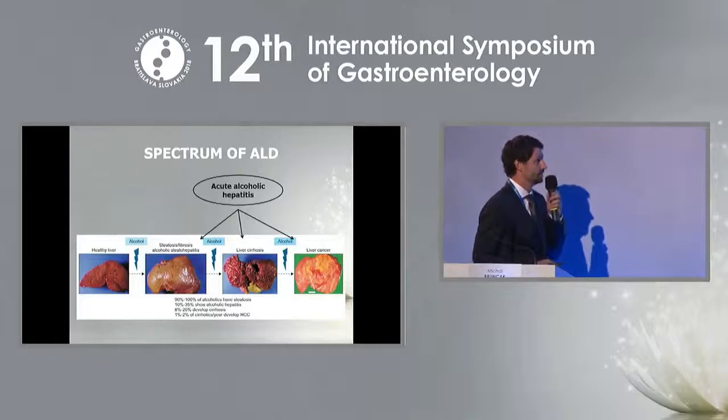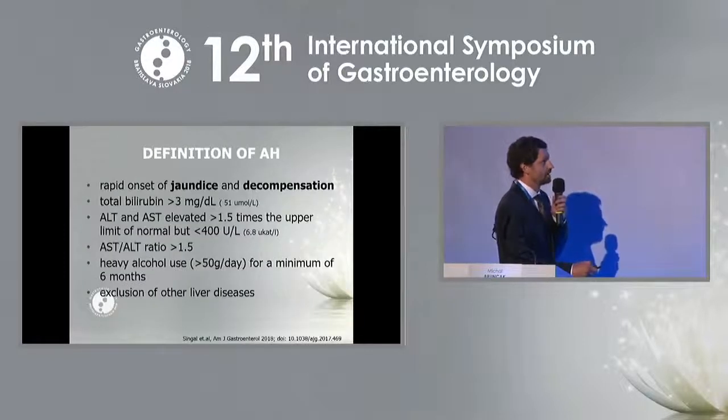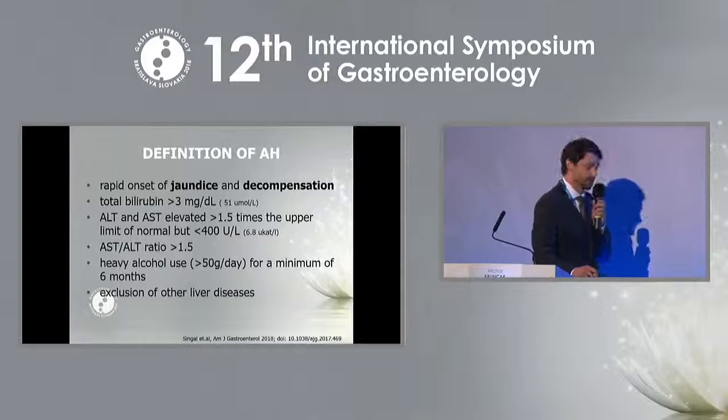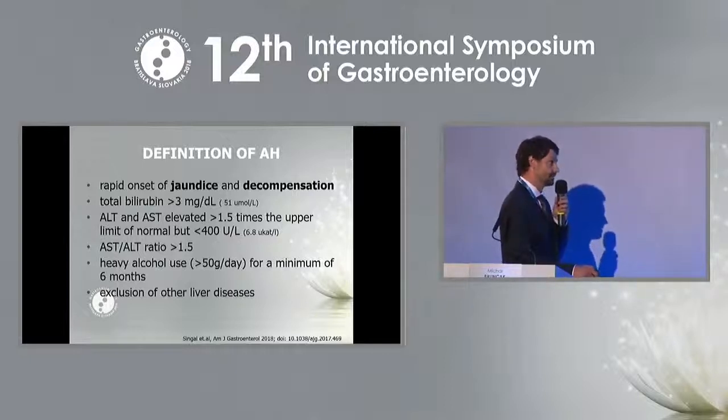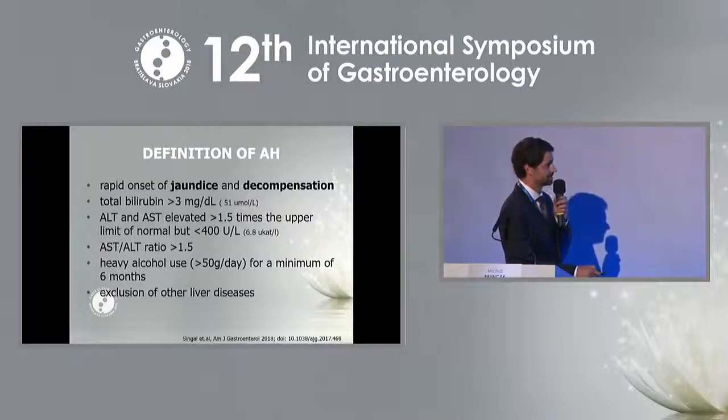Now, the syndrome of acute alcoholic hepatitis can overlap any of these stages, and probably the extent of the underlying disease might determine the severity of the course. So there's a unified definition of alcoholic hepatitis. The main feature would be the sudden onset of jaundice in patients with heavy alcohol use, which is defined as more than 50 grams a day for a minimum of 6 months. Of course, in our diagnosis, we exclude other reasons or other liver diseases that might cause the decompensation.